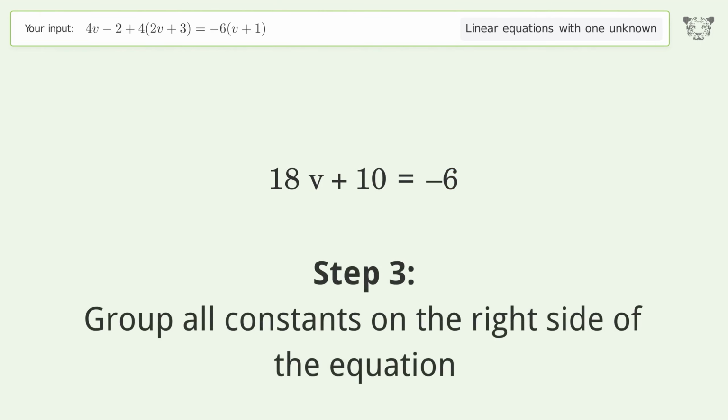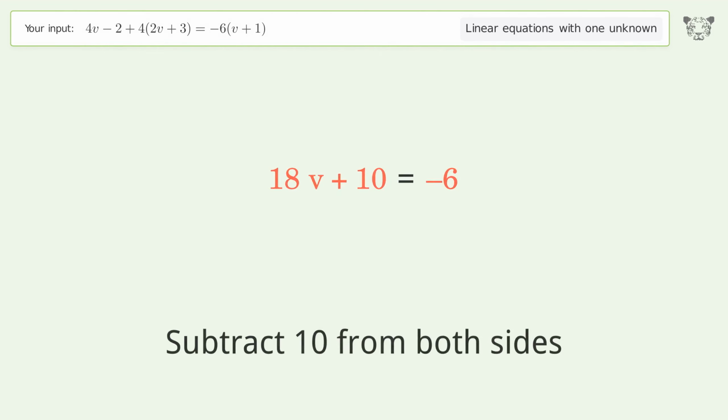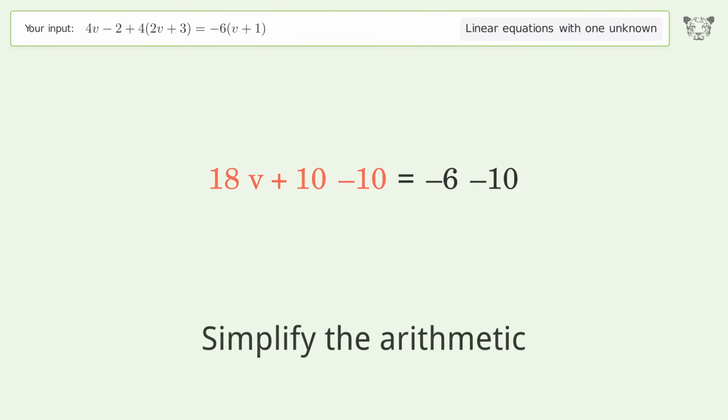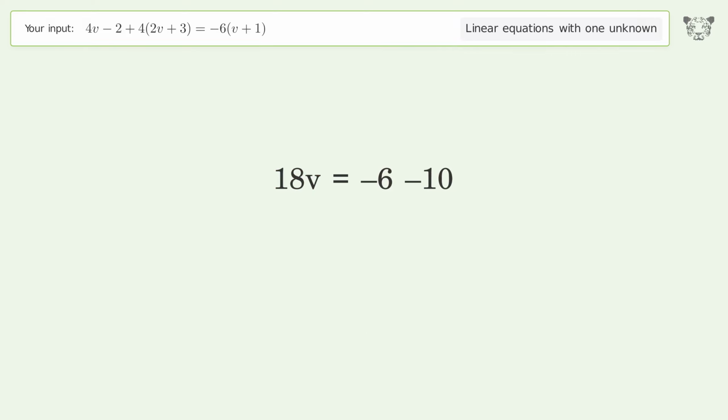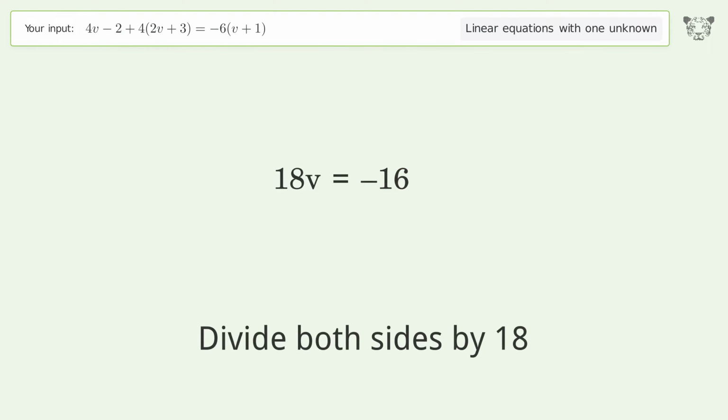Group all constants on the right side of the equation. Subtract 10 from both sides. Simplify the arithmetic. Isolate the v. Divide both sides by 18.